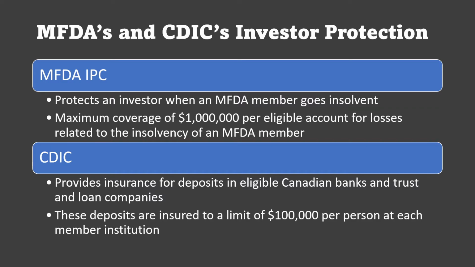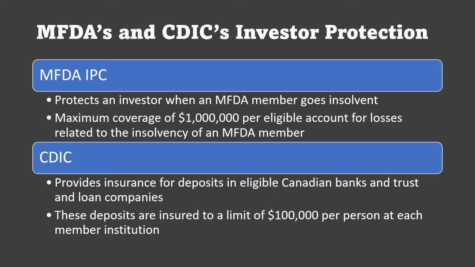Next, the MFDA side has its own investor protection. It is called the Mutual Fund Dealers Association's Investor Protection Corporation, and it protects an investor when an MFDA member goes insolvent. The maximum coverage of $1 million per eligible account applies here for losses related to the insolvency of an MFDA member.